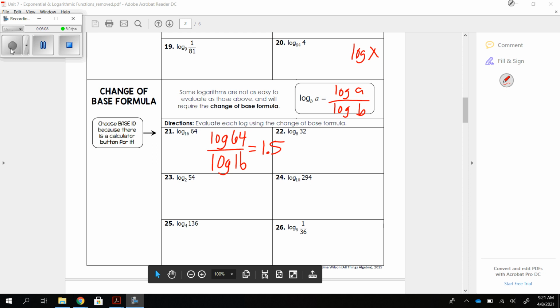And remember, if there's no little number there, like right here, it's just a 10. So in the calculator, if you type it in, you'll see it's two numbers, and I don't want you freaking out to say there's no little number. It's log 10 of 64 divided by log 10 of 16. They both have the same thing, all right?